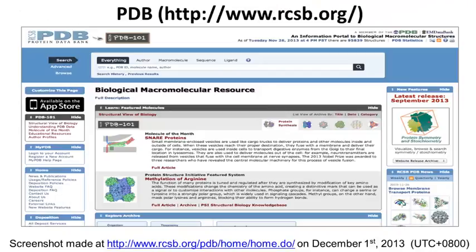Let's start with resources for protein 3-dimensional structures. If you want to find experimentally determined 3-dimensional structures of proteins, the Protein Data Bank, or PDB, is the place to go. It contains the 3-dimensional coordinates of atoms in a protein structure determined by X-ray crystallography or other technologies, as well as lots of other useful annotations.